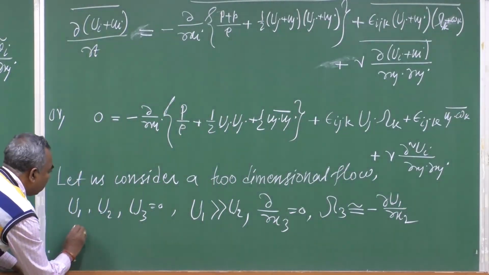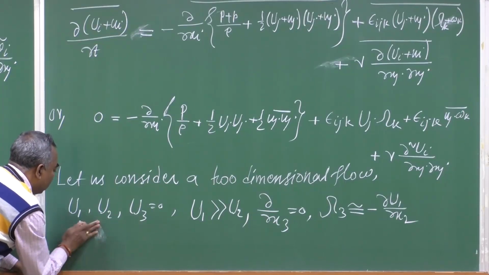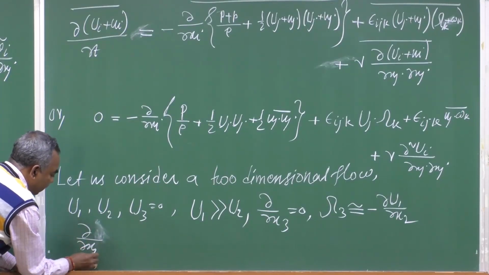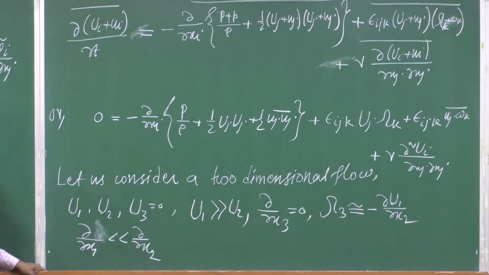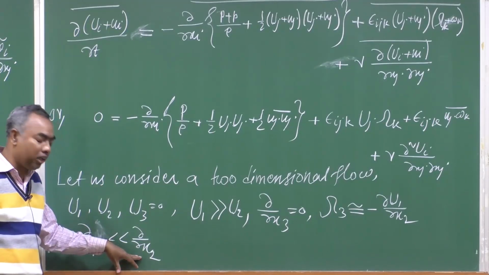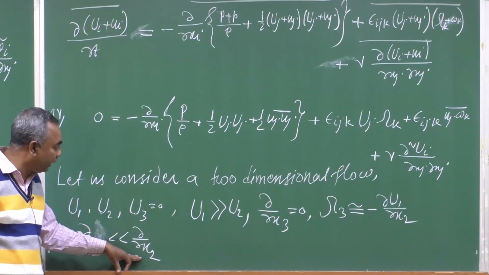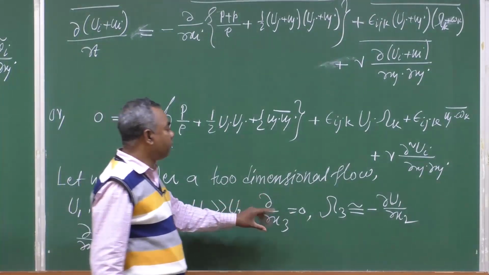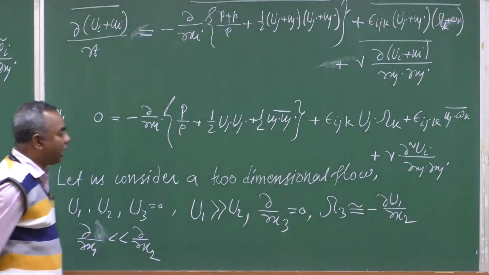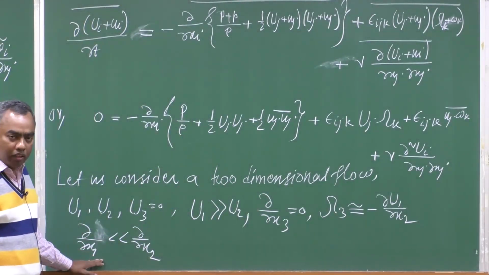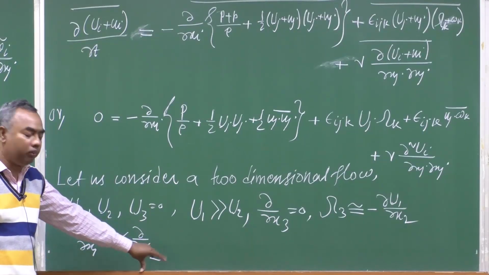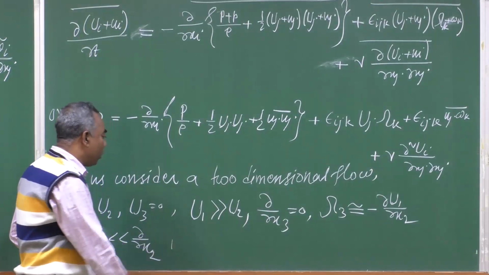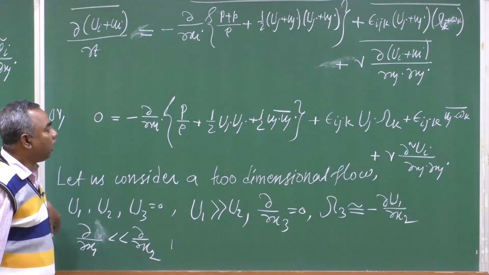And another point here, this is much less than del x2. So, the streamwise gradient is very small as compared to cross stream gradient, that is what it says. So, this particular type of two dimensional flow exists, for example, for boundary layer and wake flow. Okay. So, for wake and boundary layer, this kind of two dimensional flow can be seen.